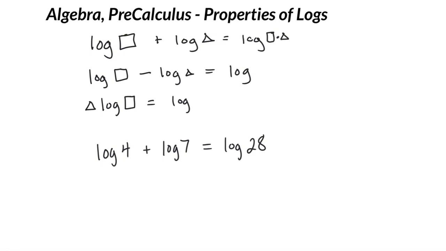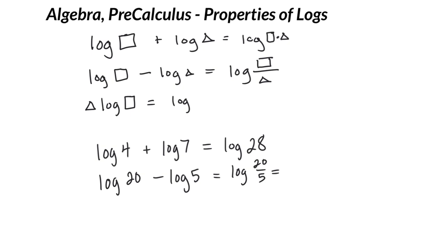If we're subtracting the log of a function minus the log of another expression, to combine them, we simply divide. So we would take whatever was in the first and divide it by whatever was in the second. So for example, if we had the log of 20 minus the log of 5, that is the log of 20 divided by 5, or the log of 4.